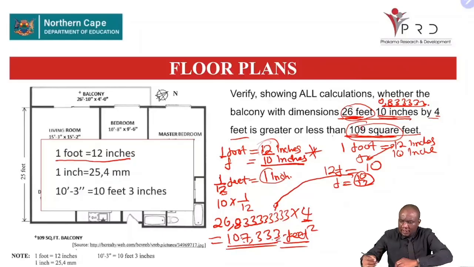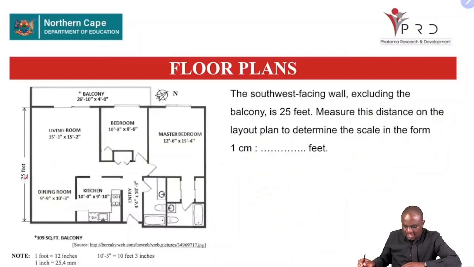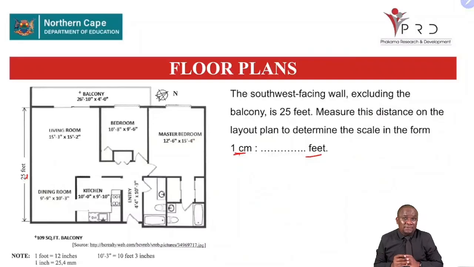All right. And then we have another one. The southwest facing wall, excluding the balcony, is 25 feet. It's given there. Measure this distance on the layout plan to determine the scale in the form 1 centimeter to dash feet. So we measure this. If I say measure there, we're going to get different things. Let me do the measurement using my ruler, and then we are going to use that. Right, let's try to answer this question using this measurement.